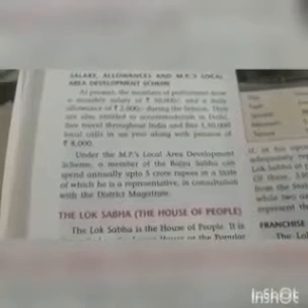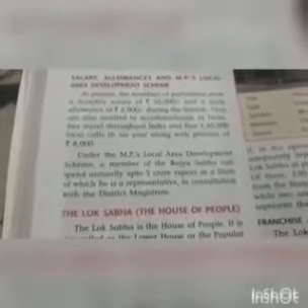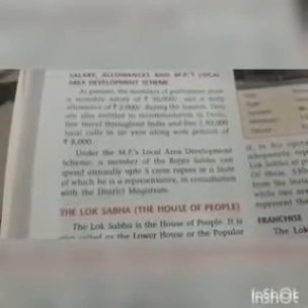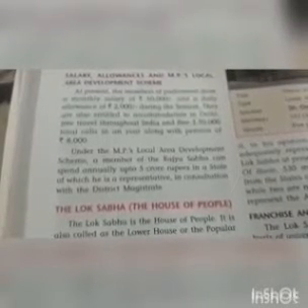Now next we have salary, allowances and MP's Local Area Development Scheme. Presently, the members of Parliament draw a monthly salary of 50,000, right? So per month they are getting 50,000 and a daily allowance of rupees 2,000, right?